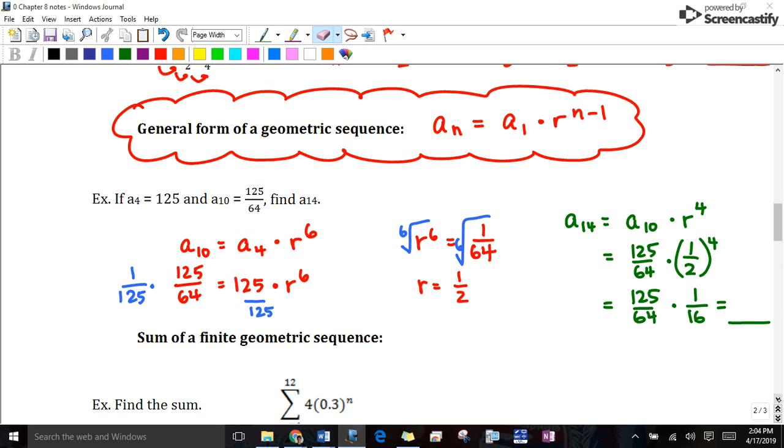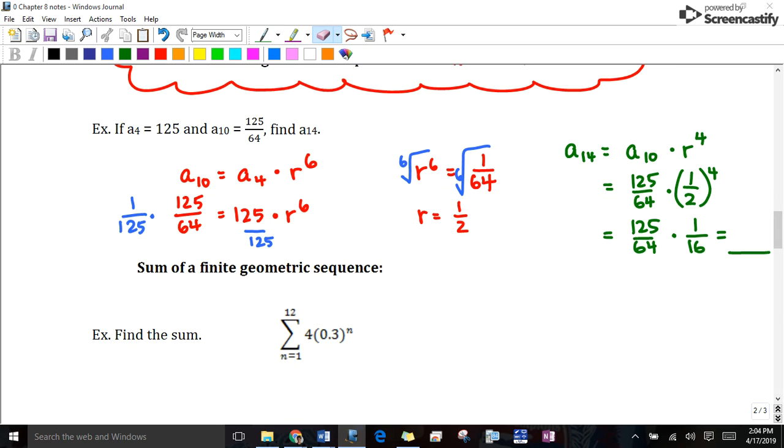Okay, what about sums? If I have a finite sequence, one that ends, I can find the sum of it. So Sn equals A1, the first term, times 1 minus r to the n, divided by 1 minus r. So you can see we need to know the first term, we need to know our rate or our common ratio, and we need to know how many terms there are. What we don't need to know is that last term. Remember, we had to have that with arithmetic. Geometric, we don't need to know that.